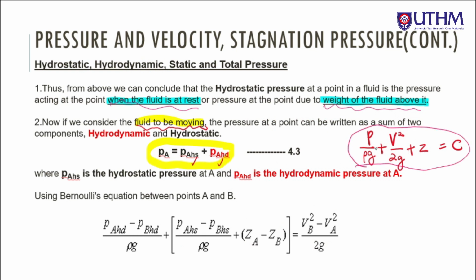Bernoulli equation kita tahu P over rho G plus V square over 2G plus Z equals to C, and then actually kita akan dapat this equation. Macam mana kita dapat this equation? Okay, saya akan tunjuk sikit. So kita tahu Bernoulli apa? Bernoulli, based on Bernoulli's rumus dia P over rho G plus V squared over 2G plus Z equals to C. Betul tak?